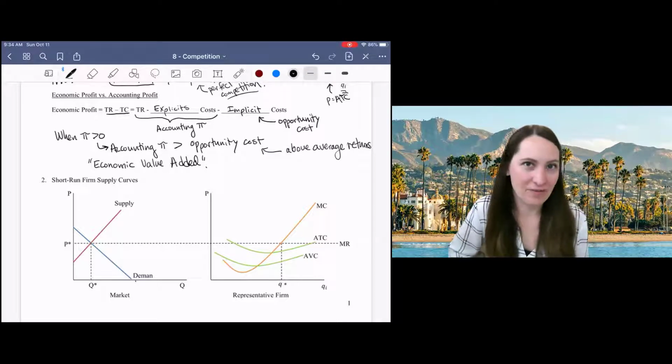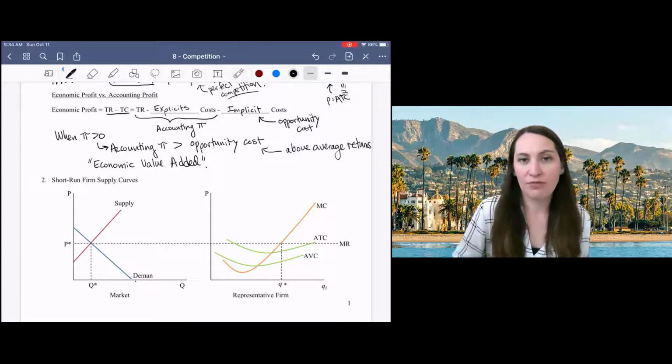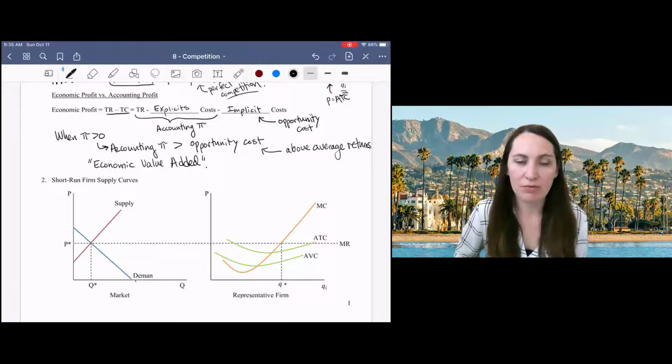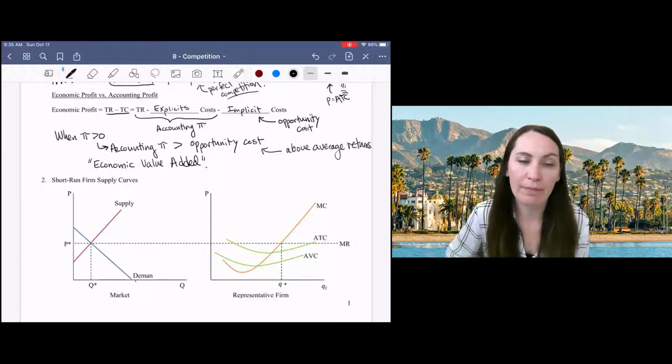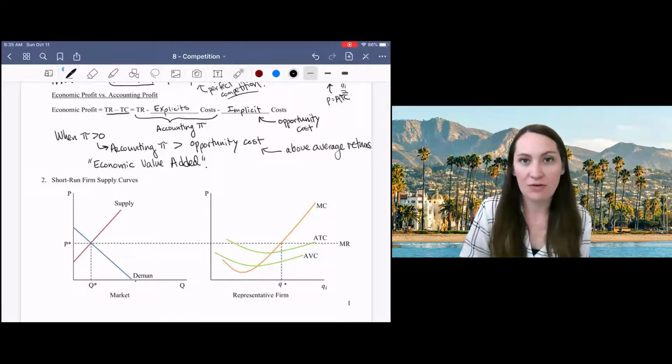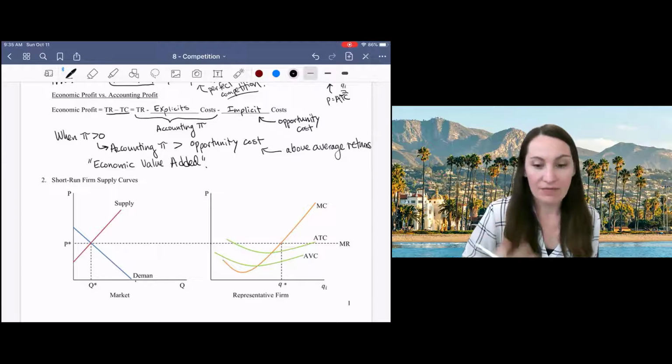We're ready to talk about firm behavior now. And I want to preview everything with the end result and give you this graph to help you think about the relationship between the market and the individual firm. If you had intro with me, then you've seen graphs like this before. But if you haven't, that's okay.